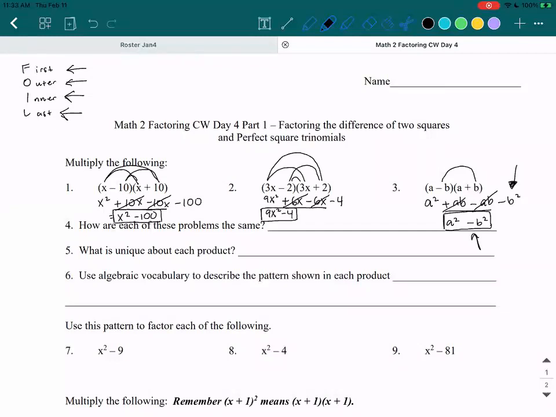So when you look at it, number 1, number 2, number 3, it says x minus 10 multiplied by x plus 10. And then number 2 says 3x minus 2 times 3x plus 2. And then number 3 says a minus b and then a plus b. So I want you guys to think of it in your own words. How can you describe the pattern that's going on in numbers 1, 2, and 3?